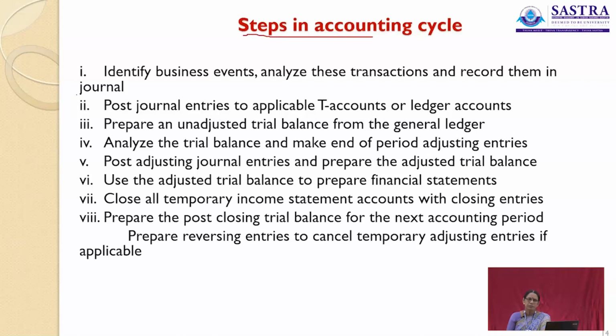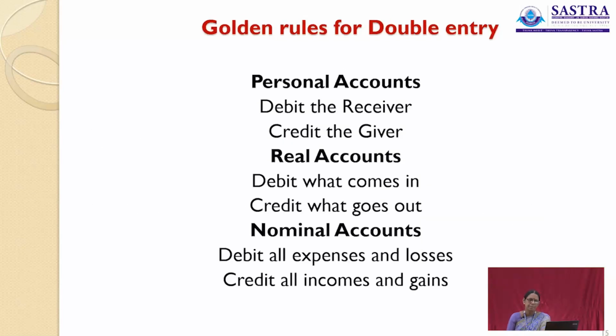Now we shall see the different steps in the accounting cycle. First, identify the business events and write them in the journal. Then post the entries in the ledger. Then we have the unadjusted trial balance and then analyze the trial balance. Then post adjusting journal entries and prepare an adjusted trial balance. Then the adjusted trial balance is used to prepare the financial statements. Then prepare your temporary income statement with all your closing entries. Then post the closing trial balance for the next accounting period. Then prepare reversing entries to cancel the temporary adjusting entries, if applicable. So these are the various steps in the accounting cycle.